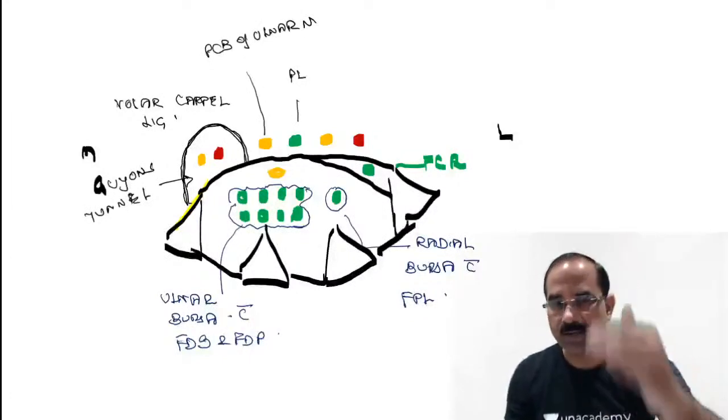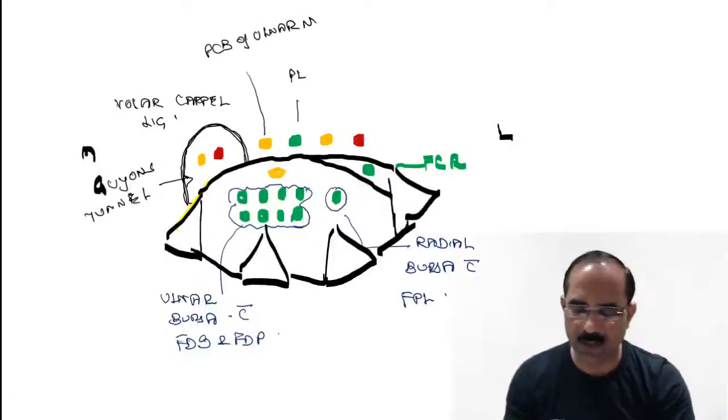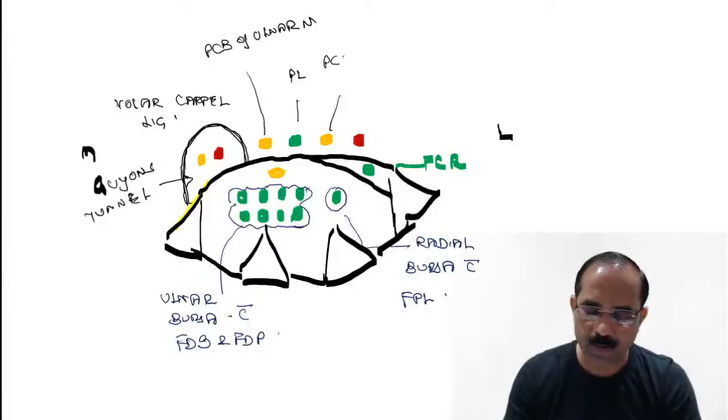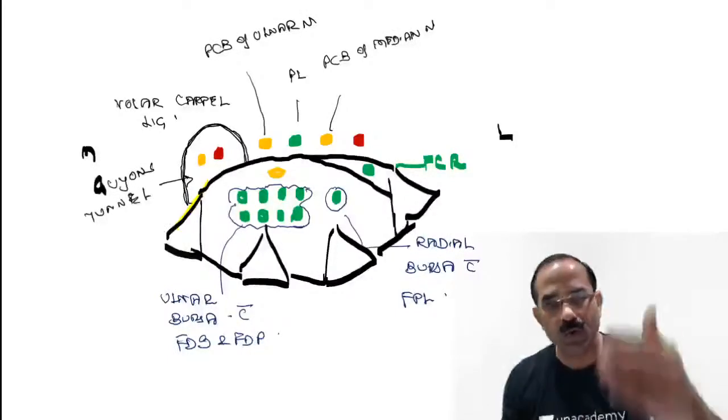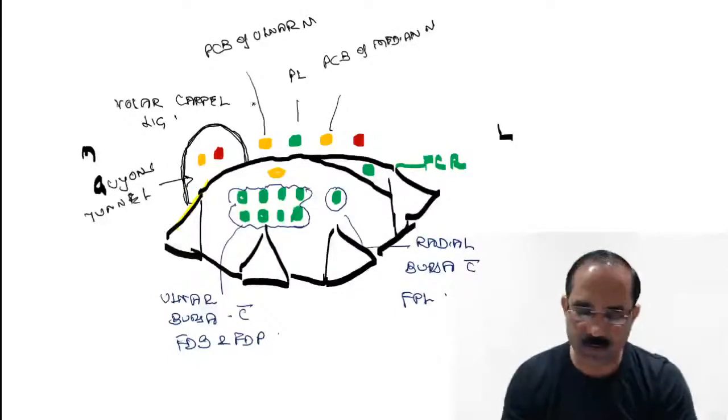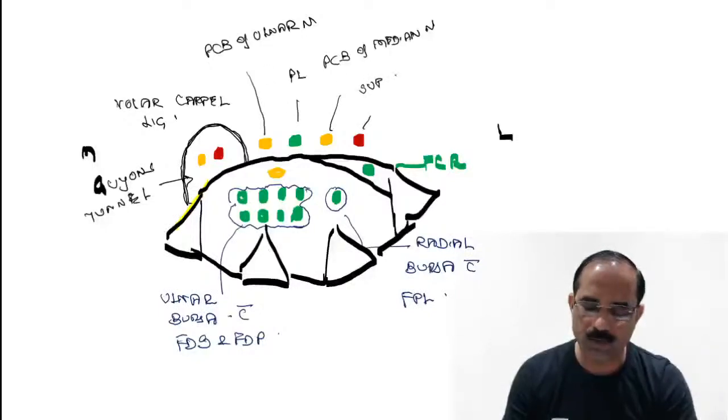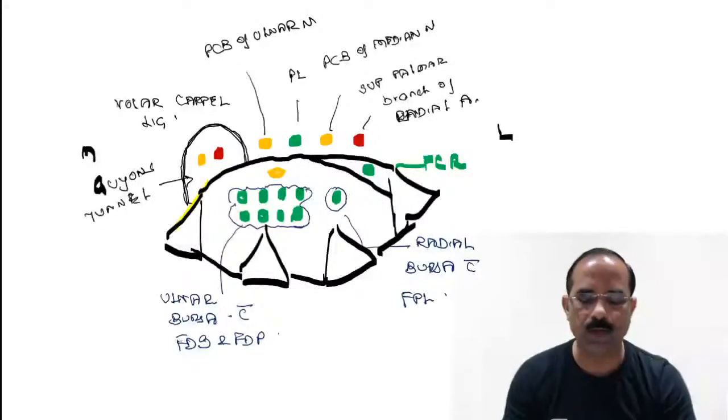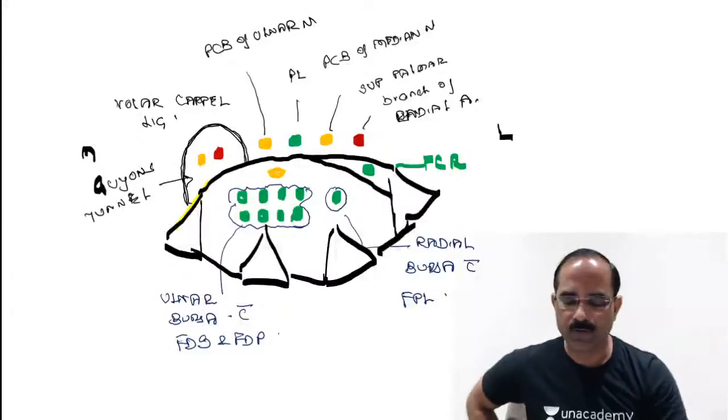And this is going to supply the skin over the hypothenar eminence. This is the palmar cutaneous branch of the median nerve, and this is going to supply the skin over the thenar eminence. So this is the skin over the hypothenar, and this is the skin over the thenar eminence. And this is the superficial palmar branch of the radial artery.